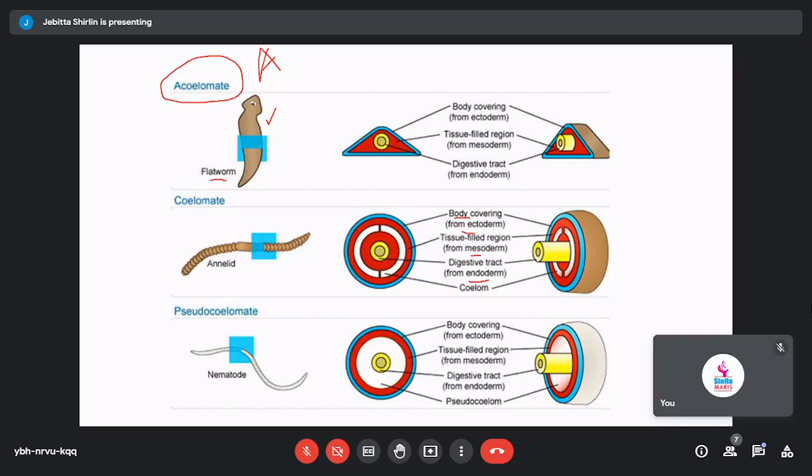Then down you have annelids. What you see in the picture is an earthworm. And at last you have a nematode worm, like Ascaris or something like that. This is a nematode worm. So this is the difference between the different categories.